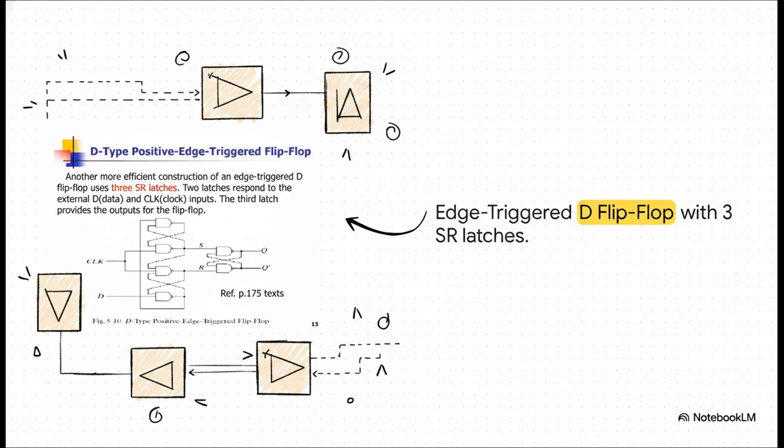Now, the master-slave setup is great, but you know engineers, we love efficiency. So here's an alternative, highly efficient construction for an edge-triggered D flip-flop. Instead of using two whole D latches, this design uses three tightly interlocked SR latches. The two latches on the left interact directly with the data and clock inputs to prep the signal, while the third latch on the right provides the final stable output.